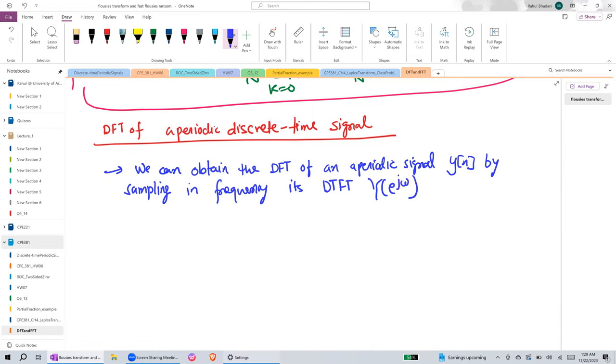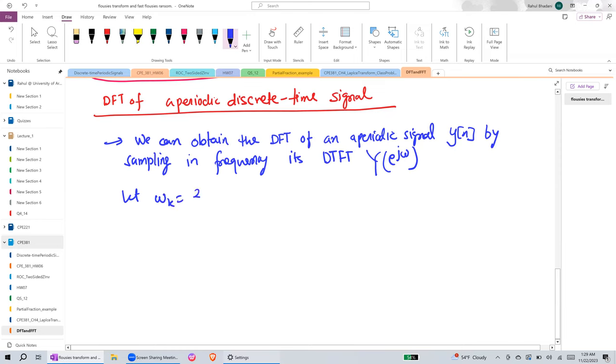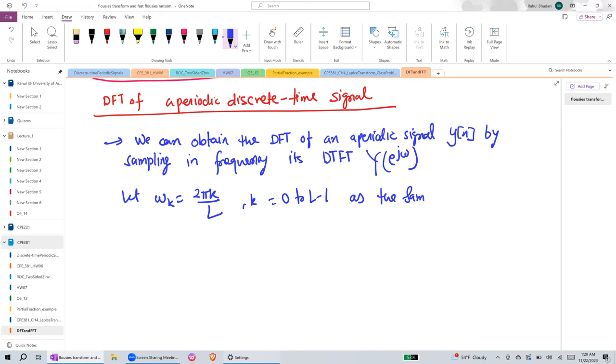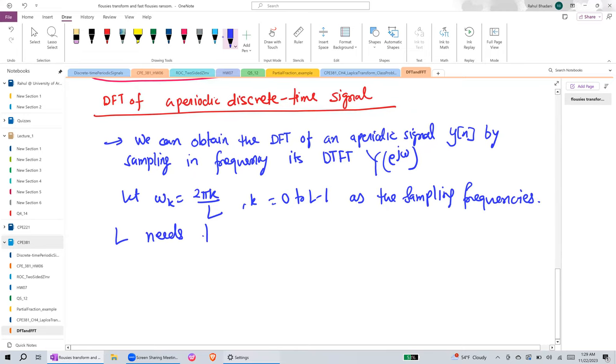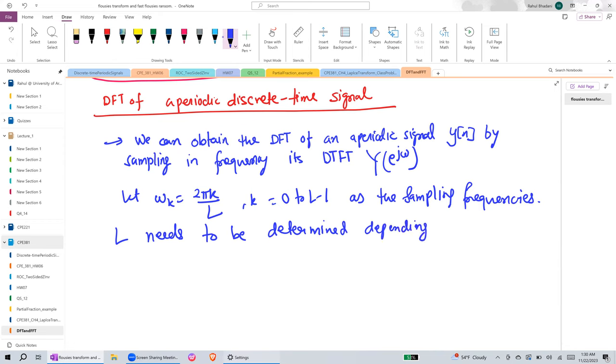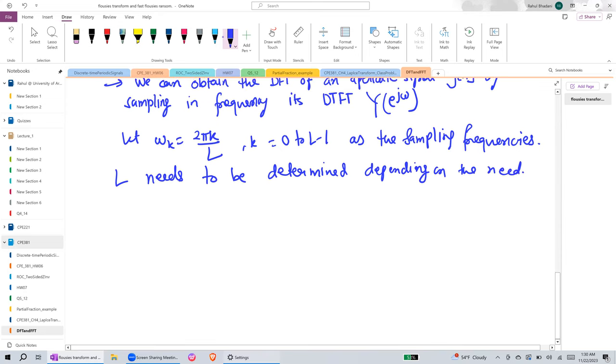So even if the original signal is aperiodic, we can first determine its discrete time Fourier transform and then sample in its frequency. And so let ω_k equal to 2π k divided by L, k is 0 to L minus 1, as the sampling frequencies, okay, and L needs to be determined depending on the need. So whatever you need, depending on that, you will be choosing the value of L.